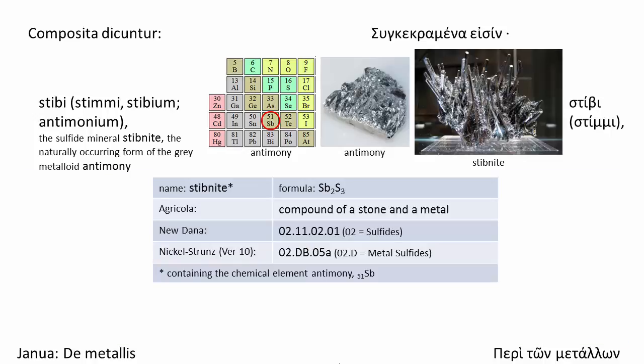Stibi for Agricola was a compositum of a stone and a metal. Stibnite is another metal sulfide.